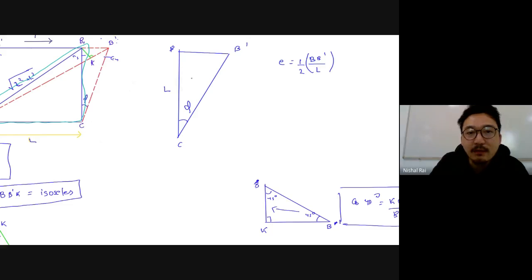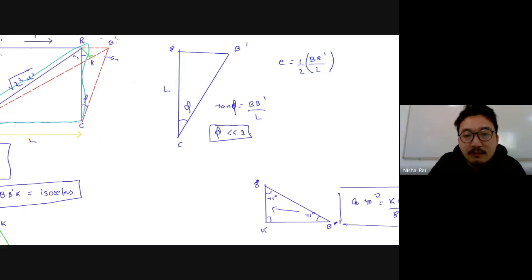Now from here one can see, should we take sine or cos or tan? I think let's take tan, okay? Because tan relates this to B prime and L. Tan theta is how much? Perpendicular by base. Perpendicular is basically B prime, and base is L. Now, if phi, sorry, this is phi. Now we consider that phi is very small, much less than 1, extremely small. Then what can we take? Tan phi as simply phi.